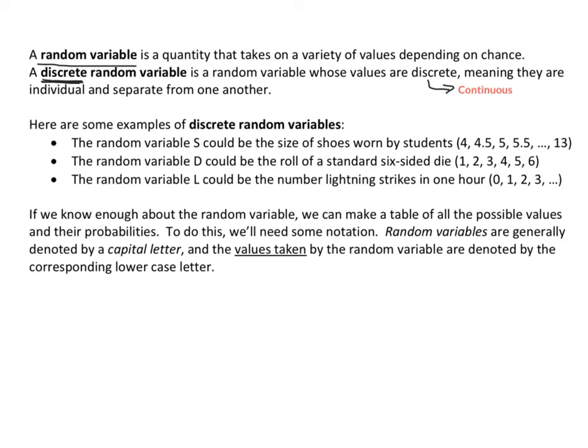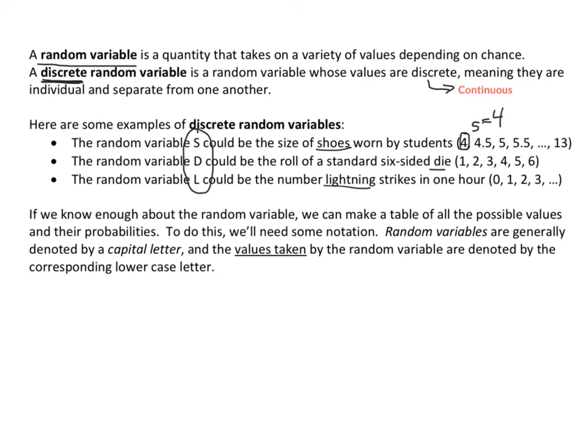Now I'm moving past that into the next thing. If we know enough about a random variable, we can actually make a table of all of the possible values and all of their probabilities. But to do that, we're going to need some notation. Random variables are generally denoted by a capital letter. You'll notice up here, I called these capital S for shoes, capital D for die, and capital L for lightning strikes. There doesn't have to be a rhyme or reason to the letter you use. What's important is that generally we use capital letters for random variables. The values taken by that random variable are generally denoted by the corresponding lowercase letter. So if you were asking about the probability of somebody wearing a size 4 shoe, it would be small s being 4. The capital letter is for the random variable, for all the possibilities, and the lowercase letter is for individual occurrences within that random variable.